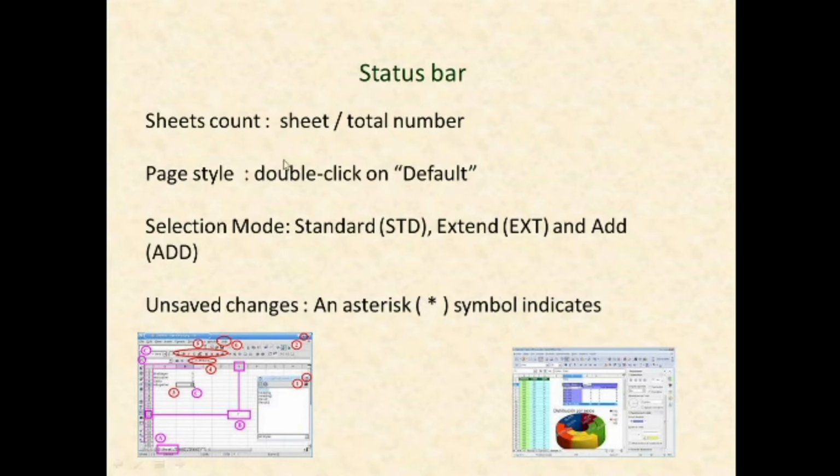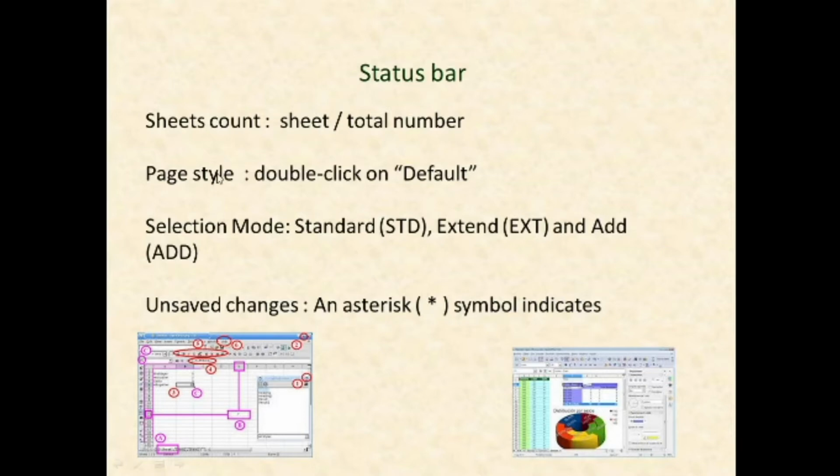The sheets count means sheet slash total number of sheets. This we have studied in the previous class. Total number means the number of sheets available in the worksheet. Here, sheet means the sheet in which we are currently working. For example, 1/3 means the total number of sheets is 3 and we are currently working in sheet number 1.